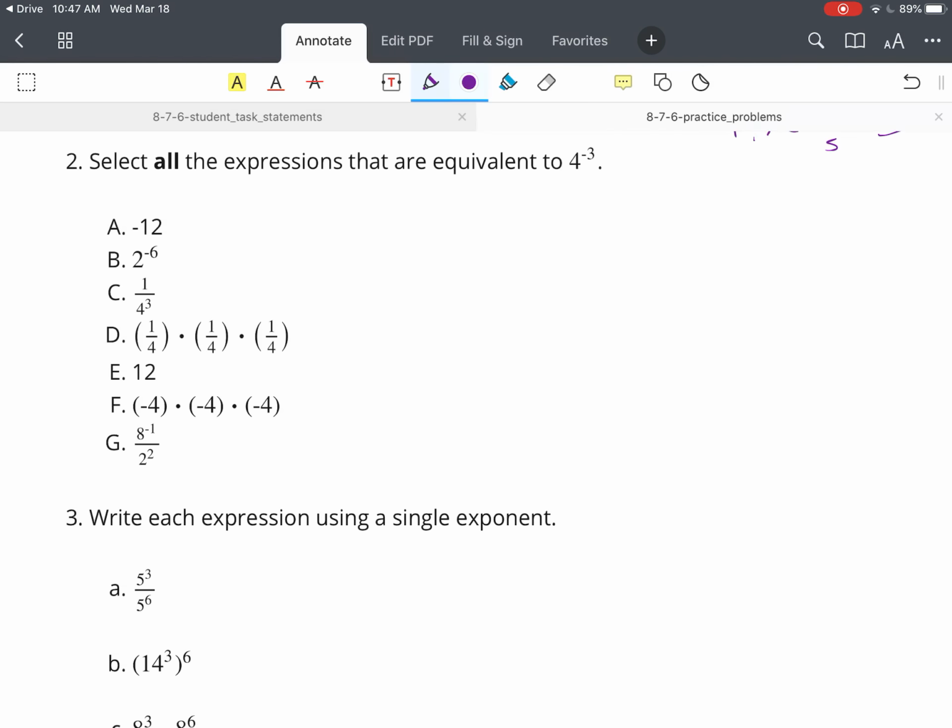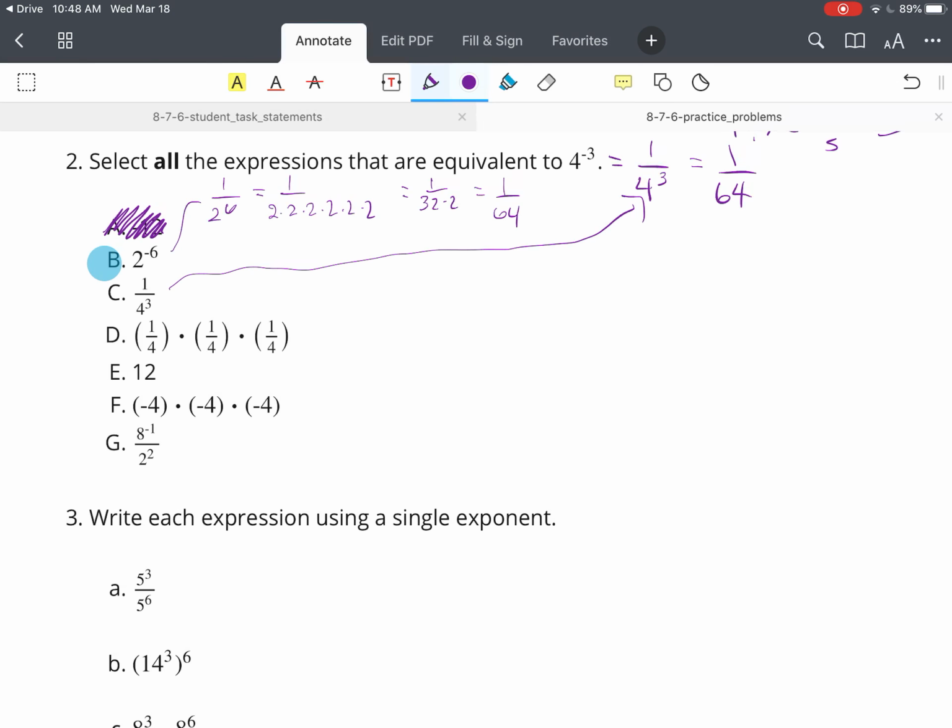Select all expressions that are equal to 4 to the negative third. So I'm just going to rewrite this as 1 over 4 to the third, which I know, because I'm a math nerd, is 1 over 64. Well, it's definitely not negative 12. 2 to the negative 6, let's see. This would be 1 over 2 to the 6th, which is 2 times 2 times 2 times 2 times 2 times 2. I know 2 to the 5th is 32. So this is 1 over 32 times 2, 1 over 64. Yep. I'm going to highlight it blue just to make it easier.